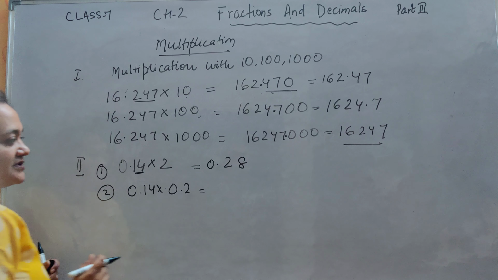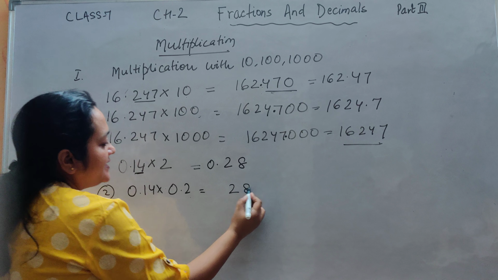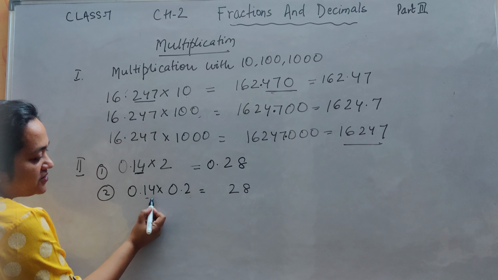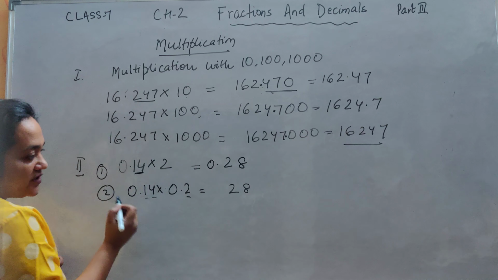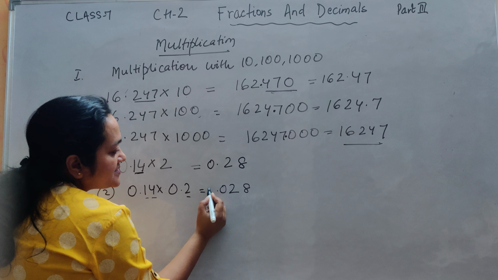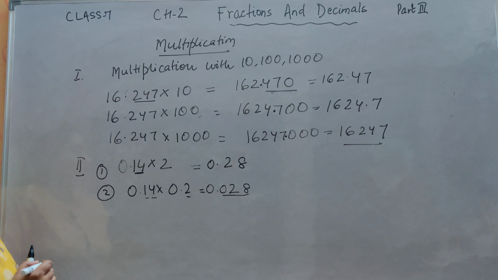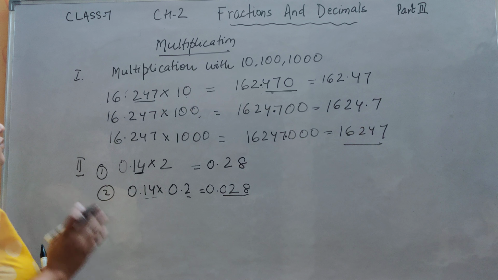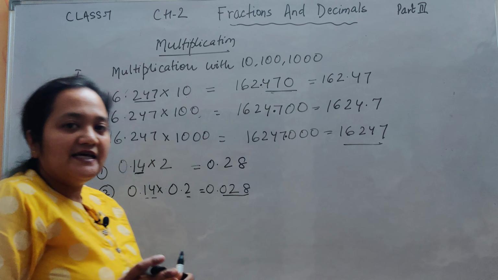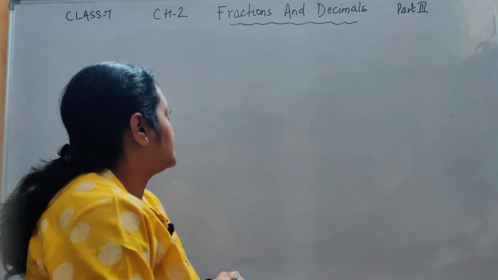What if we multiply 0.14 into 0.2? In that case, what will be the answer? 14 into 2 will give me 28. Let's count the total number of decimal digits. 2 from here and 1 from here, 3. So 3 decimal places. So in that case, my answer would be 0.028, 3 decimal places in the answer. Like this, we do the multiplication in case of decimals. Let's see how to do the division.